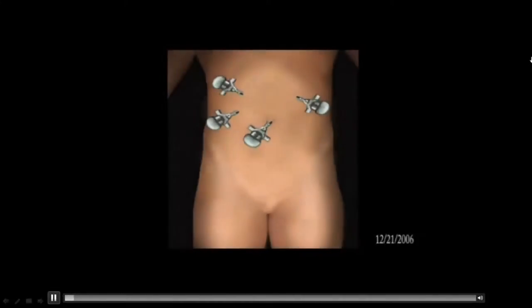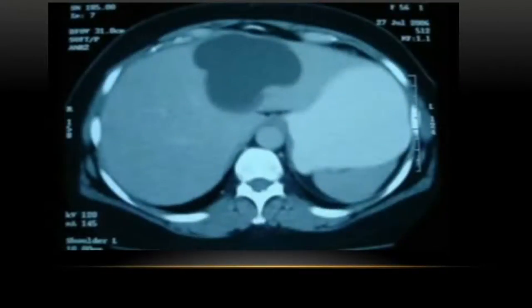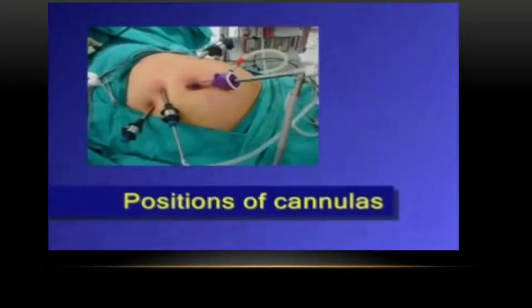Now, this is another case. This is a 16-year-old female with a hydatid cyst. And this is the port position, same way: one port in the umbilicus, one port at the midclavicular line, left and right.